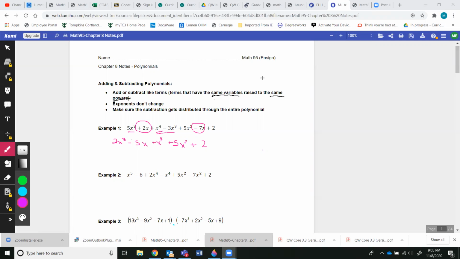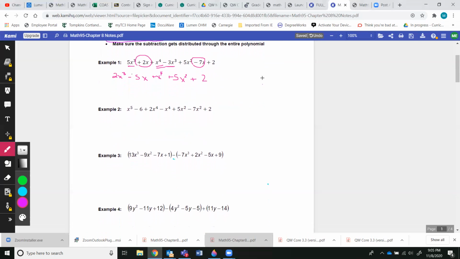All right, so we know that chapter 8 was about polynomials. We started out with adding and subtracting. We add and subtract like terms. Those are terms that have the same variables raised to the same powers, and our exponents do not change. So we look for like terms, like we see in example 1 and 2 here.